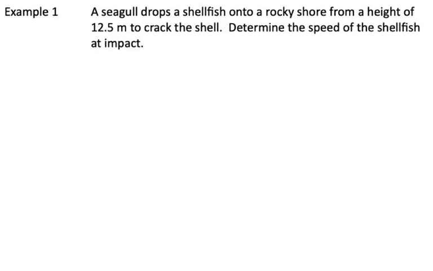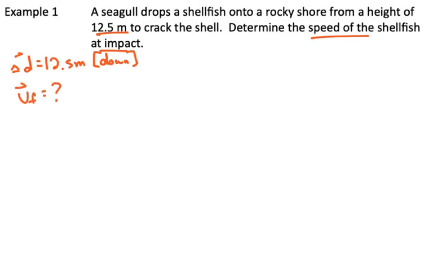So a seagull drops a shellfish from a height of 12.5 meters. That would be our displacement. And looking at direction, the seagull drops it, so it is traveling 12.5 meters down to collect the shell. Determine the speed of the shellfish at impact. That would be at the end of this, so that would be a VF that we are trying to find.